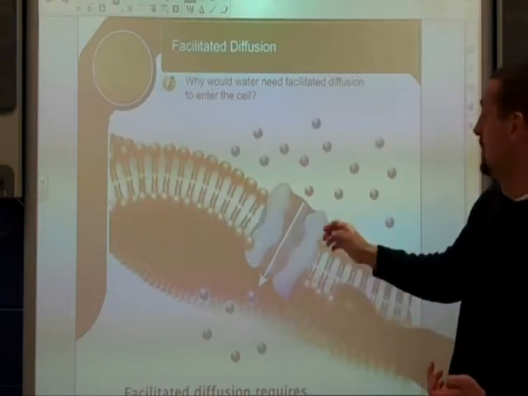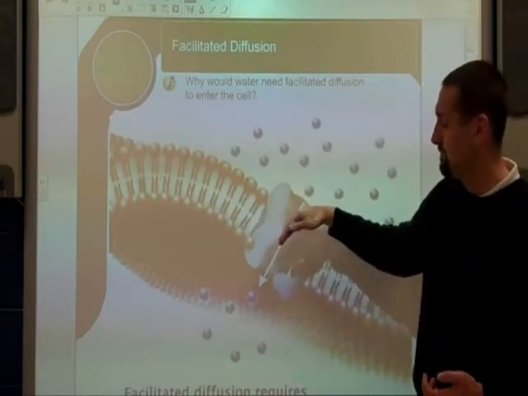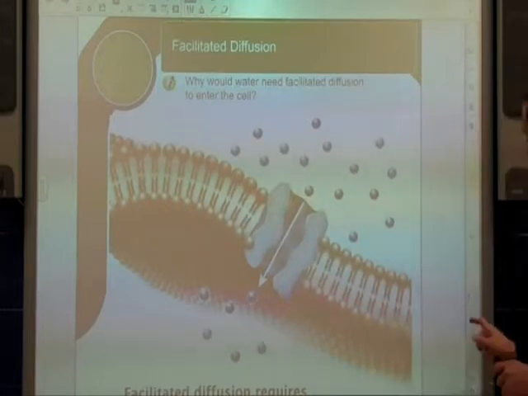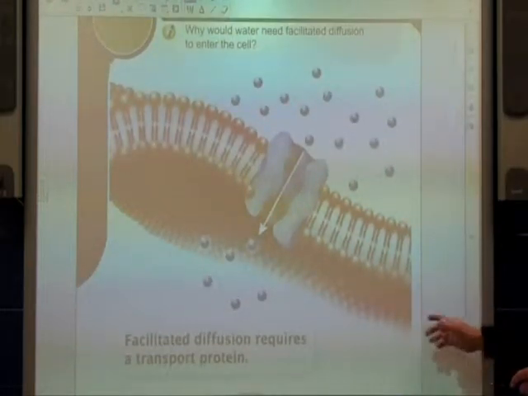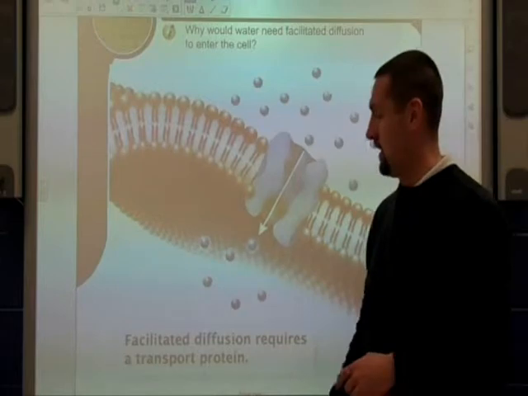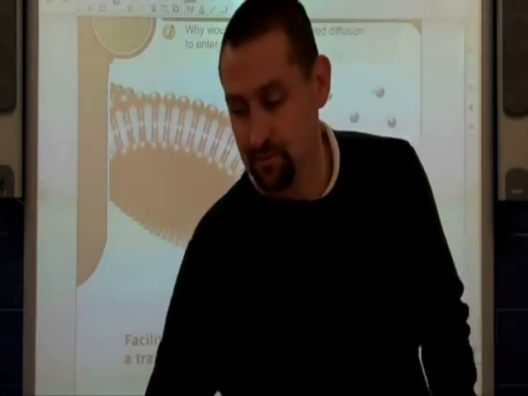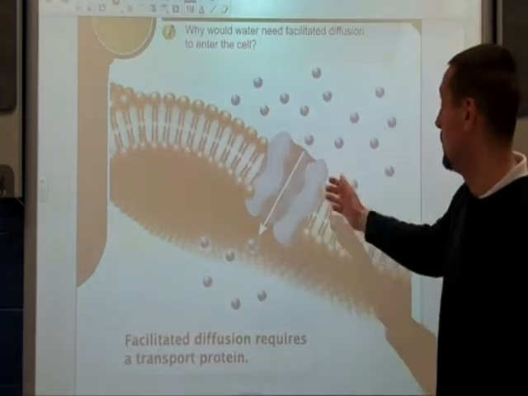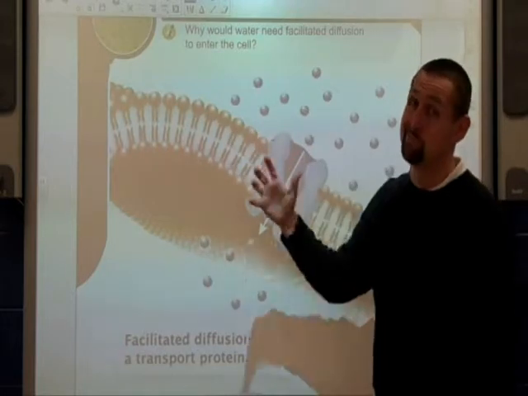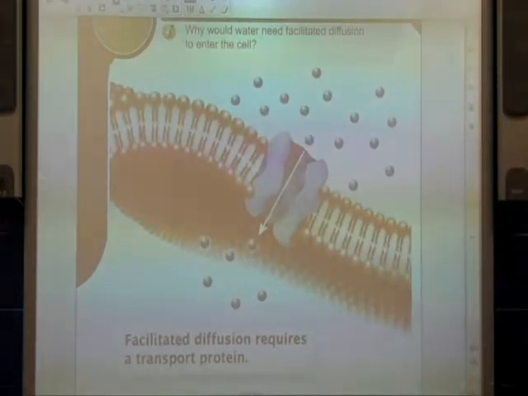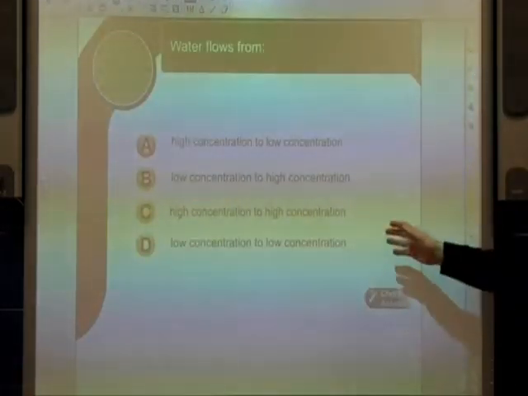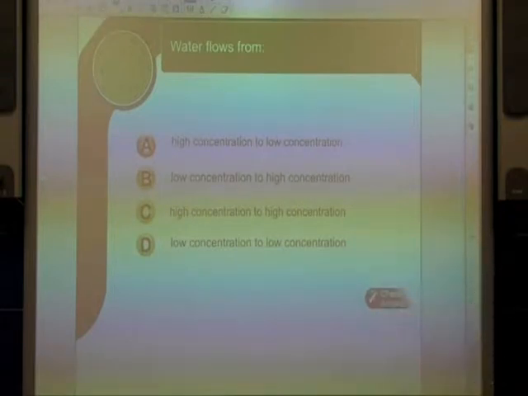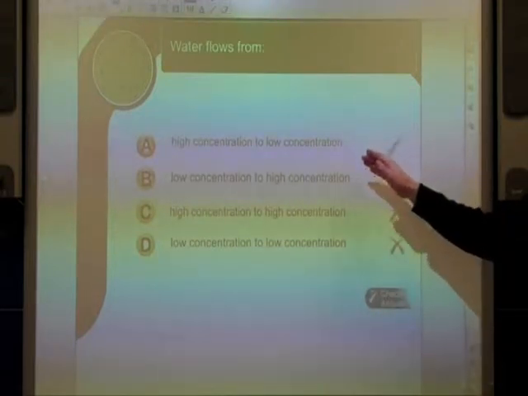Aquaporins is what they're called. So water molecules have to move to these special gates, facilitated diffusion, where it requires the help of a transport protein. Water needs that because oil and water, lipids and water, don't mix. So water always flows from a high concentration to low.